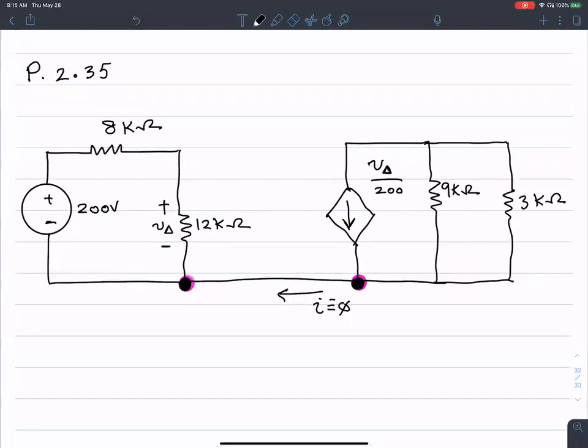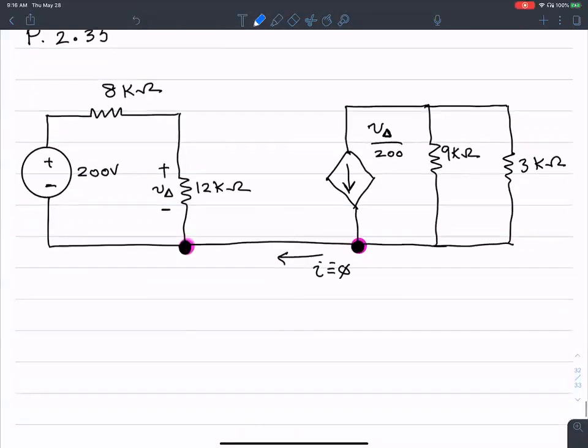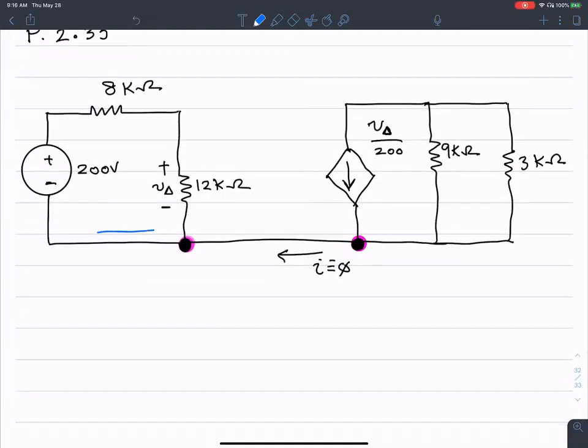Now, let's see if I can start the problem by setting up some currents and some directions. I'm going to call this I total. I'll name this as plus, this minus. I'm going to call this I3. This one is plus on the top and negative on the bottom.